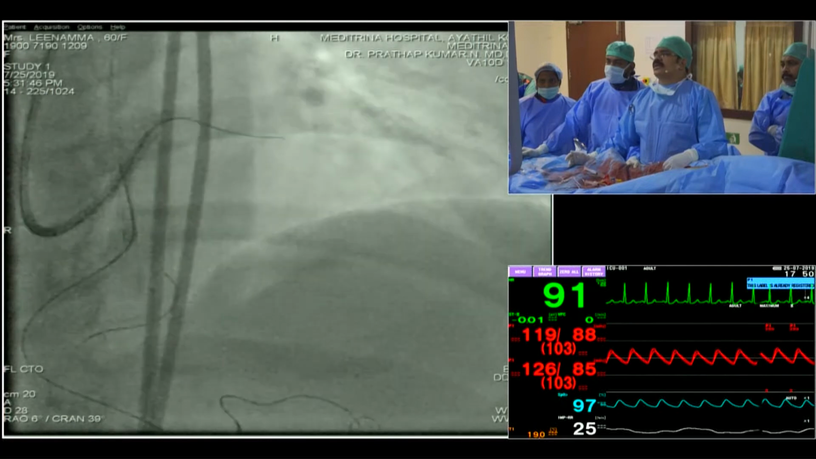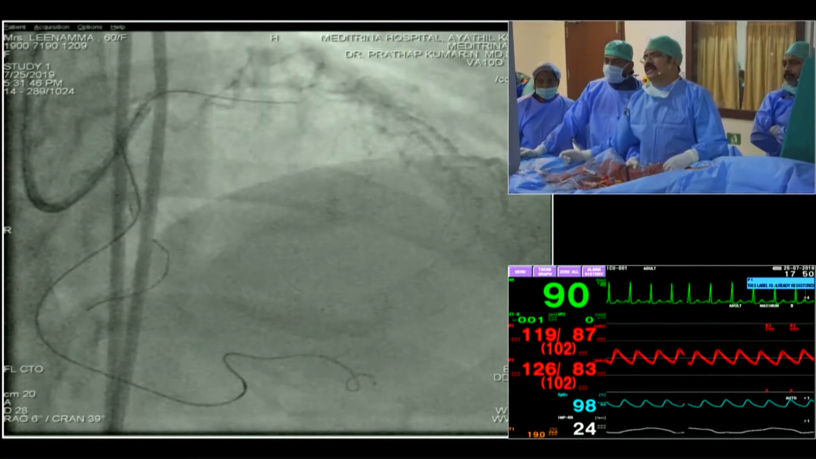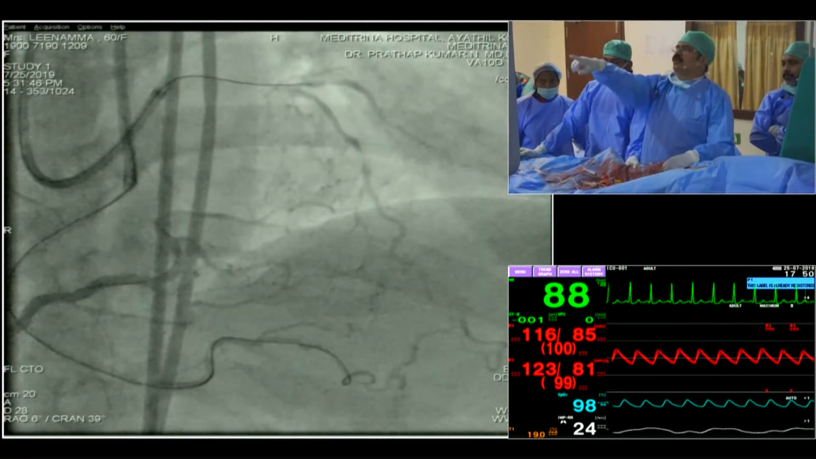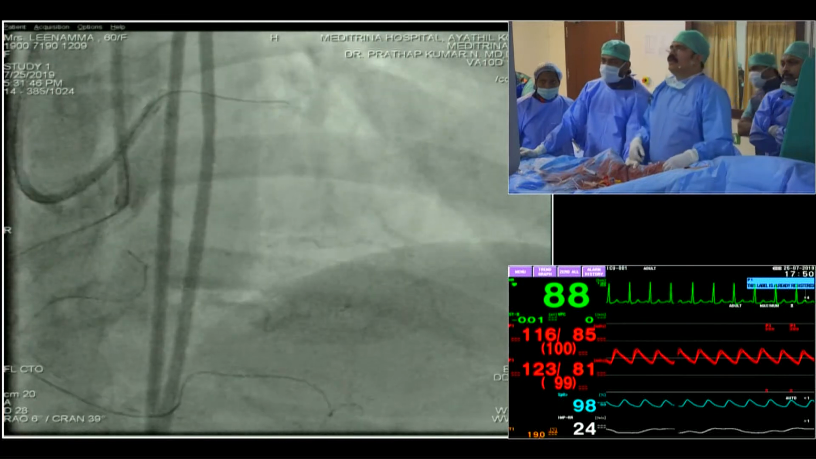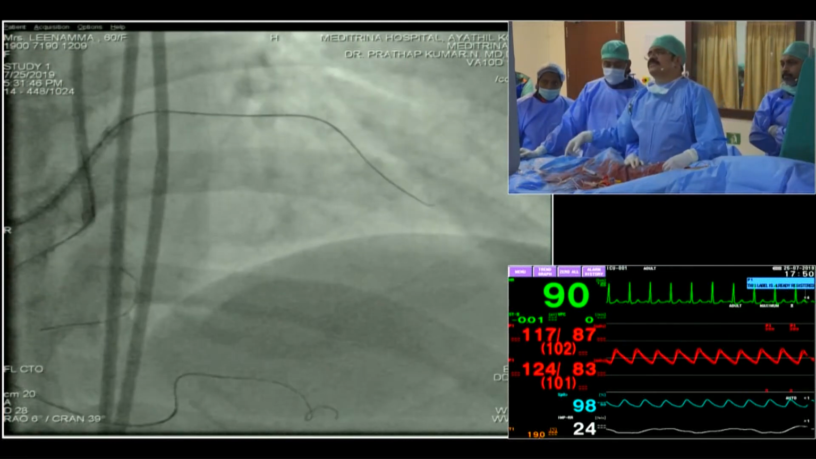Then what I did is I pushed the wire. It switched over the wire into Gaia second. Gaia second crossed the lesion. Once the Gaia second crossed the lesion, it went into the diagonal. Then I kept the microcatheter in the proximal part and pushed next. That's why it's very important.